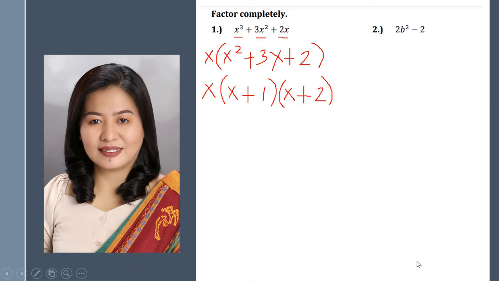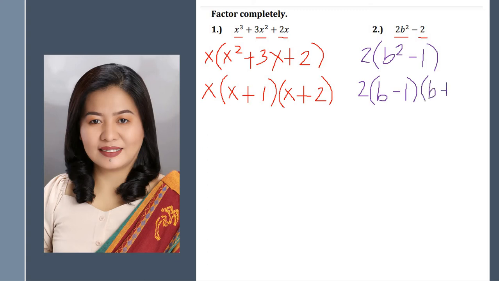So we move on to our next number, factors of 2b squared minus 2. Is there a common factor? Yes, there is a common factor, and that is 2. So we take out 2. So 2b squared divided by 2 is b squared, and 2 divided by 2 is 1. And we have to write 2 there. Factors of b squared, that would be b and b. So this is a difference of two squares, so that will be b minus 1 times b plus 1. Okay, so the factors of 2b squared minus 2 are 2 times b minus 1 times b plus 1.